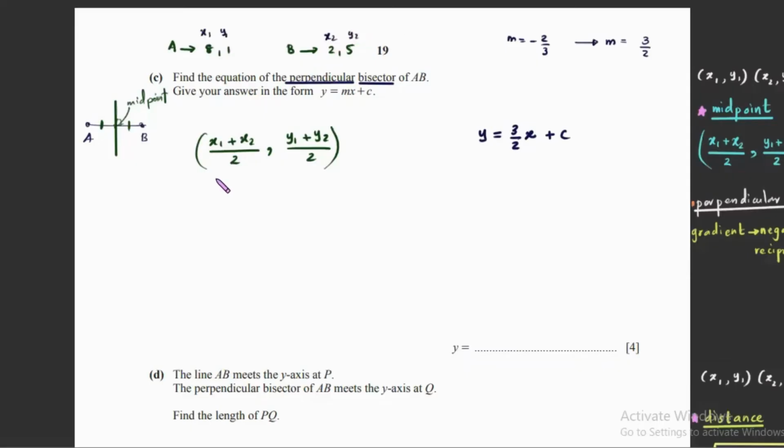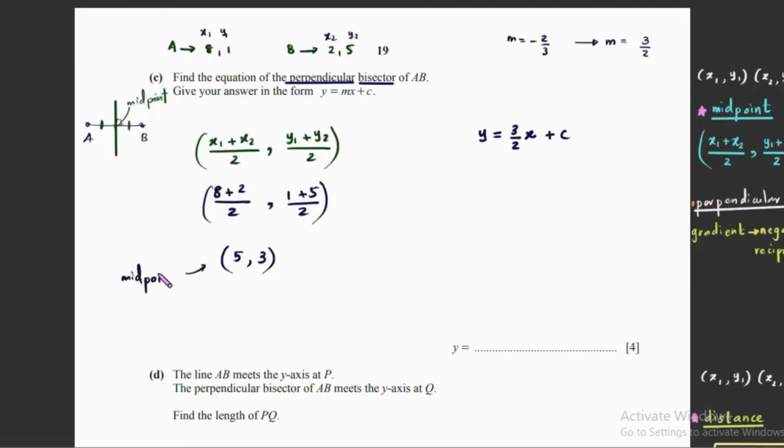Now I'm going to substitute it here. x1 is 8, and x2 is 2, so I need to add 8 and 2 and divide by 2. For the y values, 1 plus 5, divide by 2. So 8 plus 2 is 10, 10 divided by 2 is 5. 1 plus 5 is 6, 6 divided by 2 is 3. So I get the coordinate points as (5, 3). This is actually the midpoint.